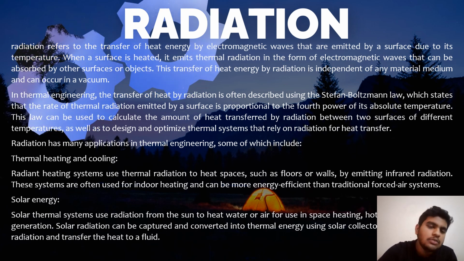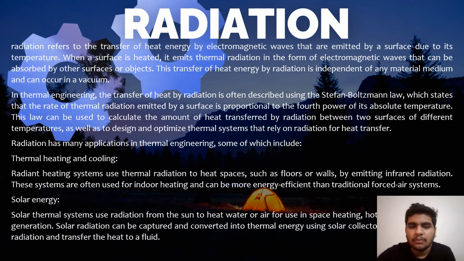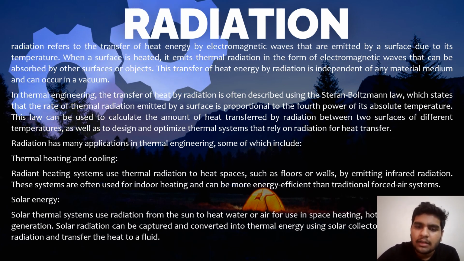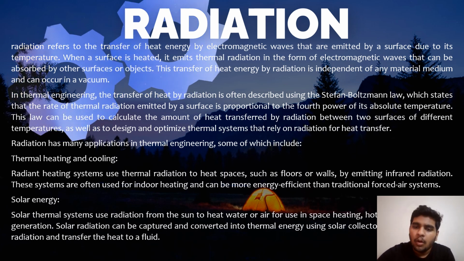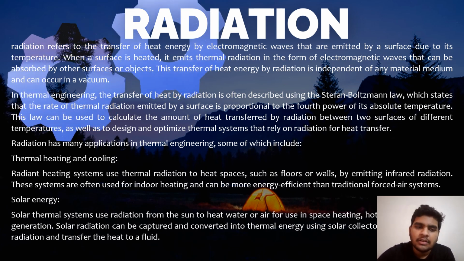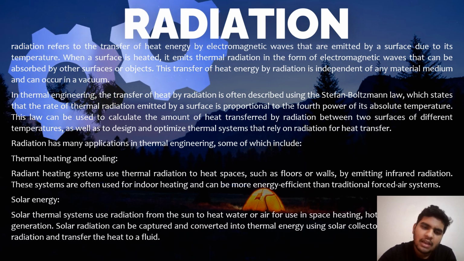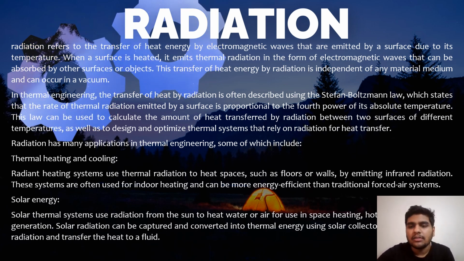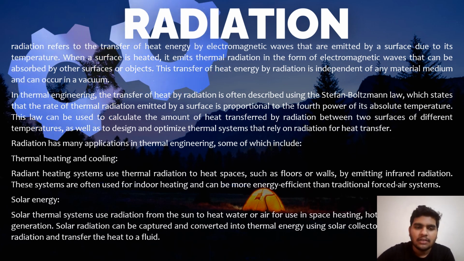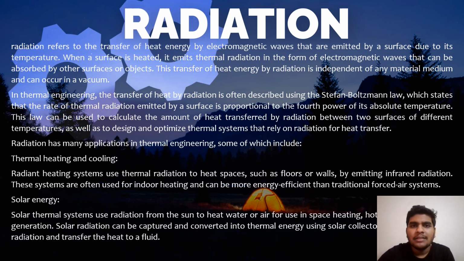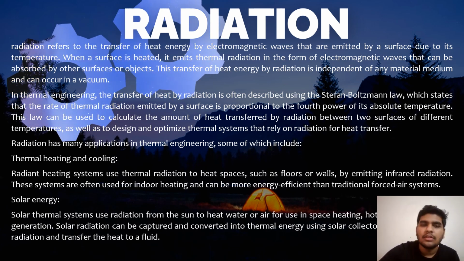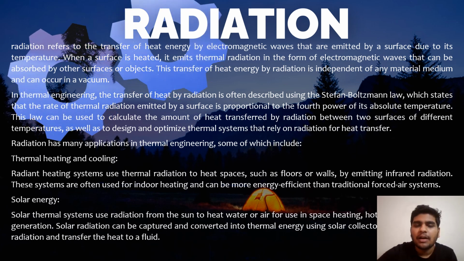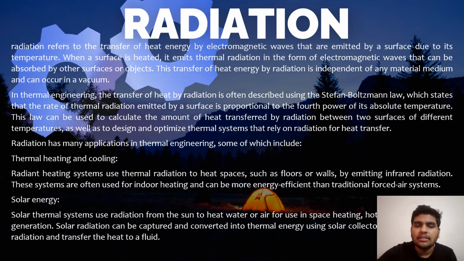Solar energy. Solar thermal systems use radiation from the sun to heat water or air for use in space heating, hot water, or electricity generation. Solar radiation can be captured and converted into thermal energy using solar collectors, which absorb the radiation and transfer the heat to a fluid. These were the three types of heat transfer which are part of thermal engineering systems.